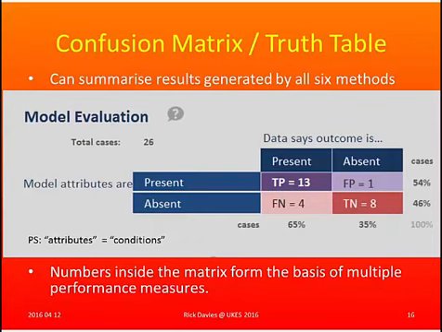The best model will be one where few cases are classed as false positives or false negatives. The important point here is that multiple model performance measures can be generated using this simple tabulation, as will be shown in the next slide.